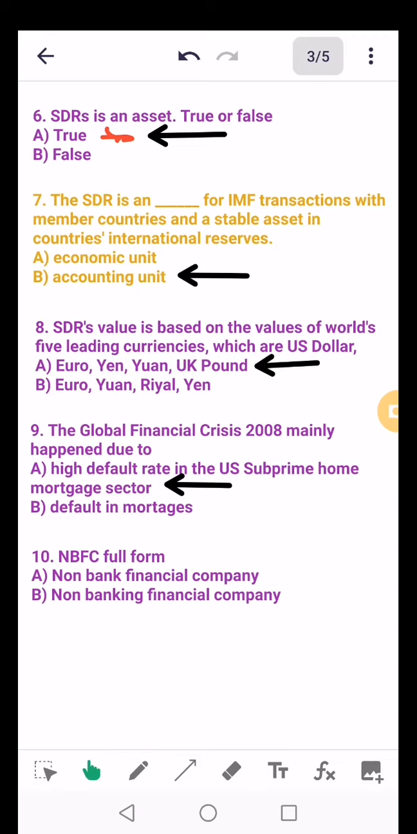What is the full form of NBFC? This is a very easy question, but we get confused if we just play around with terms like this. Here I've just written bank, here I've written banking. So the answer would be banking. This is the answer, non-banking financial company. The small things that we might make mistakes in. So the NBFC full form is non-banking financial company.